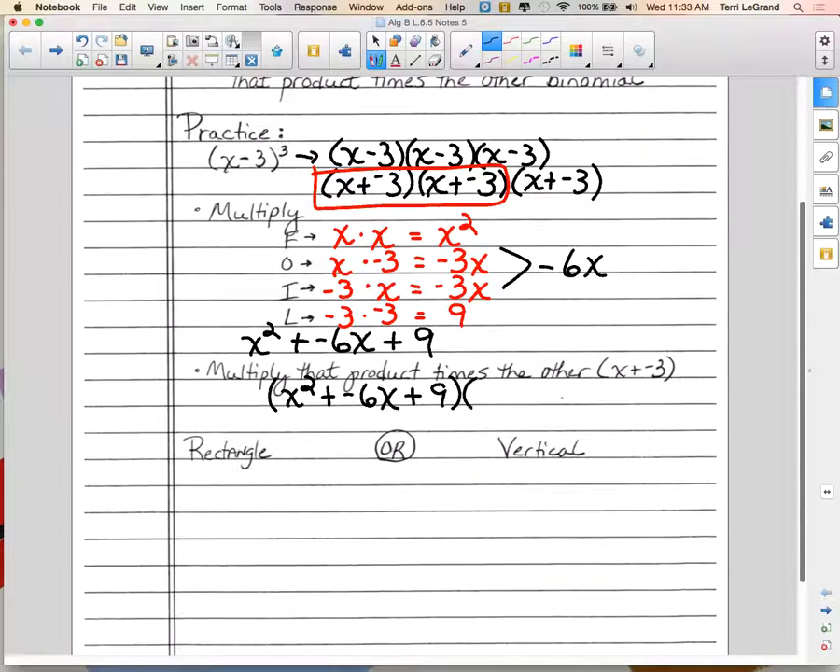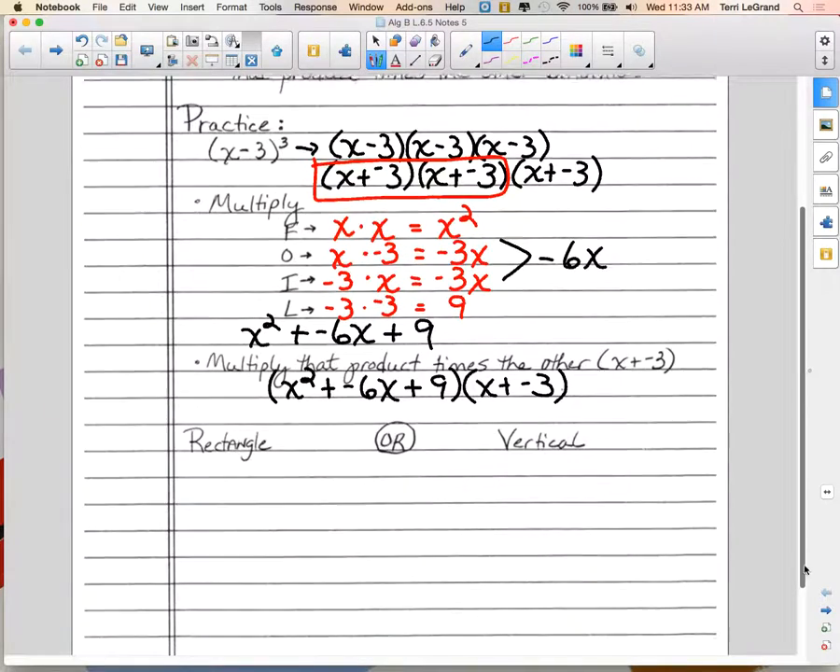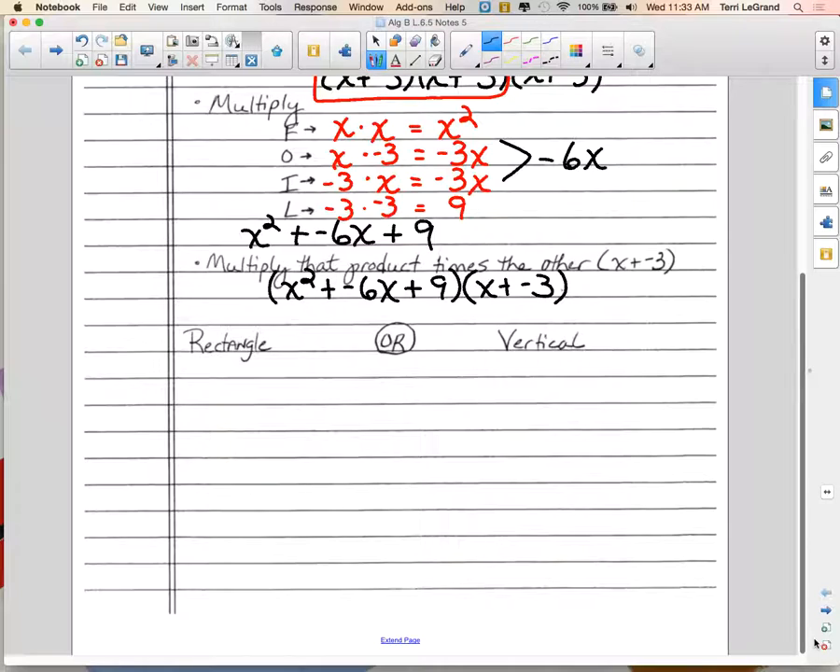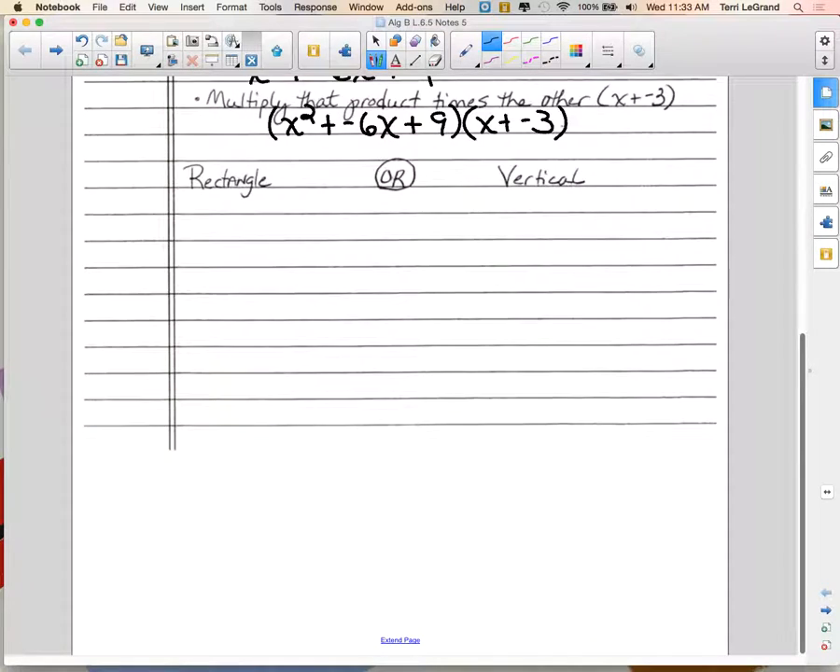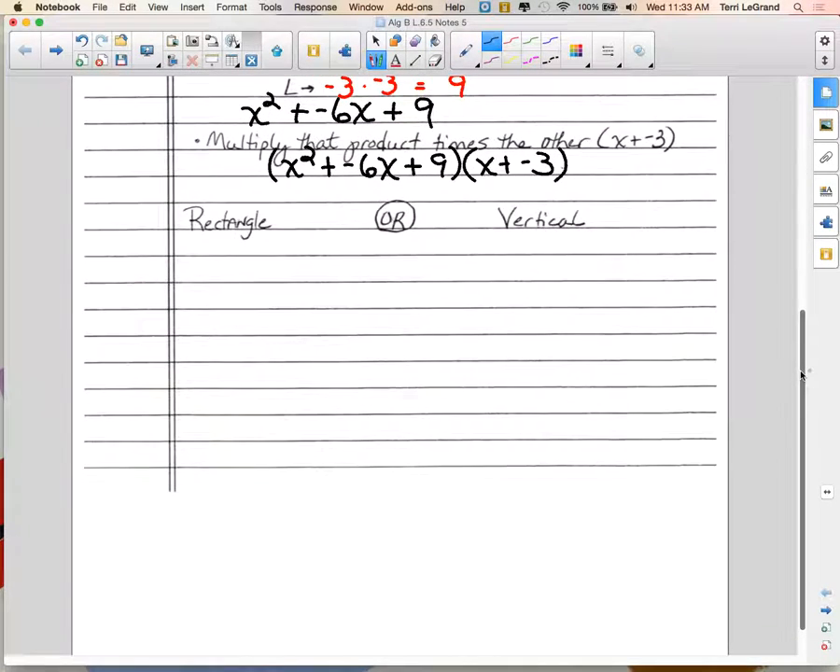And now we can't forget that we left that other binomial behind. So we have to bring it down and multiply it times that product we just got. Now, because we have a trinomial times the binomial, we cannot use FOIL. So go ahead and pick which one you're going to do. You can do it rectangle or you're going to do it vertical. And let's find the product of these 2 polynomials.